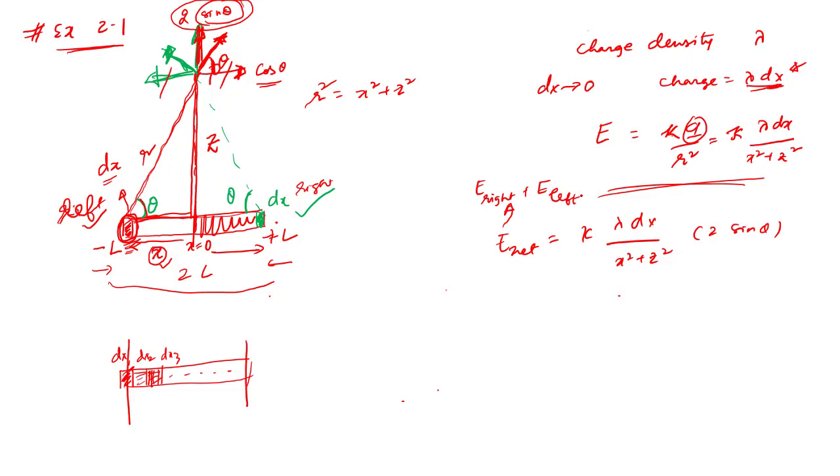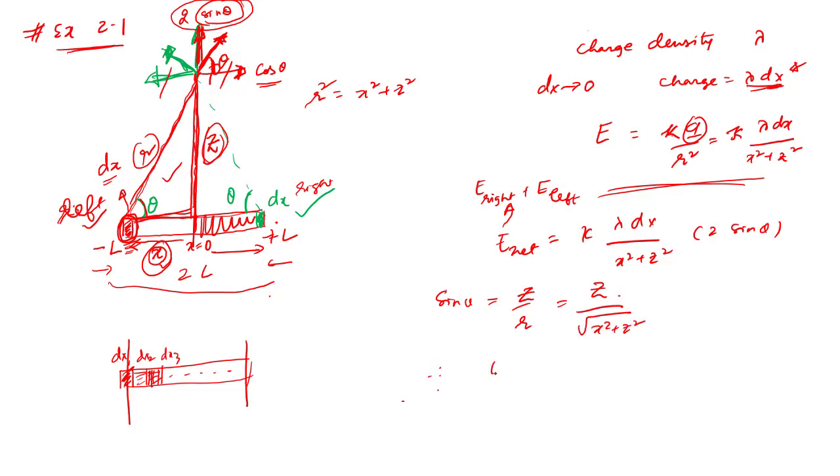So then I can see what sine theta is. Sine theta is from this triangle here. I can see sine theta is opposite side by adjacent side. Sorry, opposite side by hypotenuse. So sine theta is equal to z over r, and that is equal to z over the square root of x squared plus z squared.